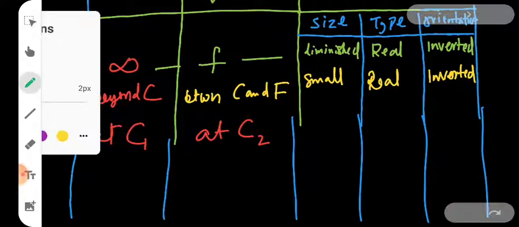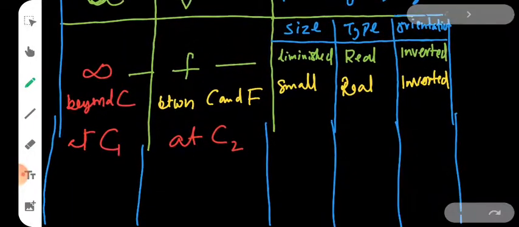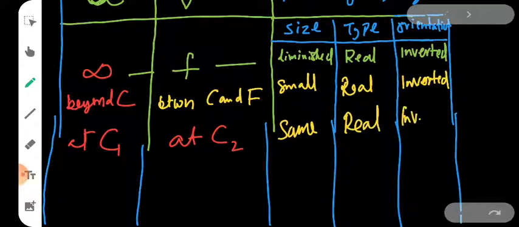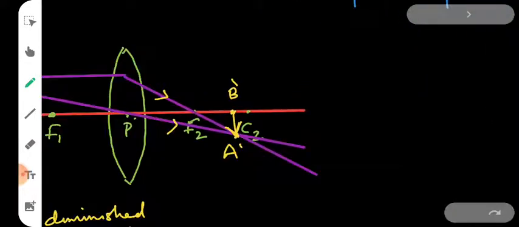And what about the sizes? The size of the image is the same as that of the object. What is the type? Again, you have a real image, and of course you have an inverted image. Okay. So this is what happens. Now moving on to the next ray diagram.